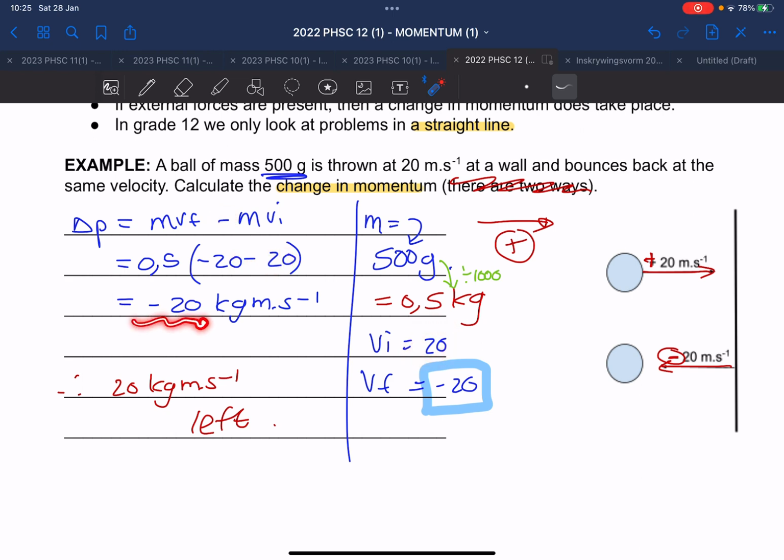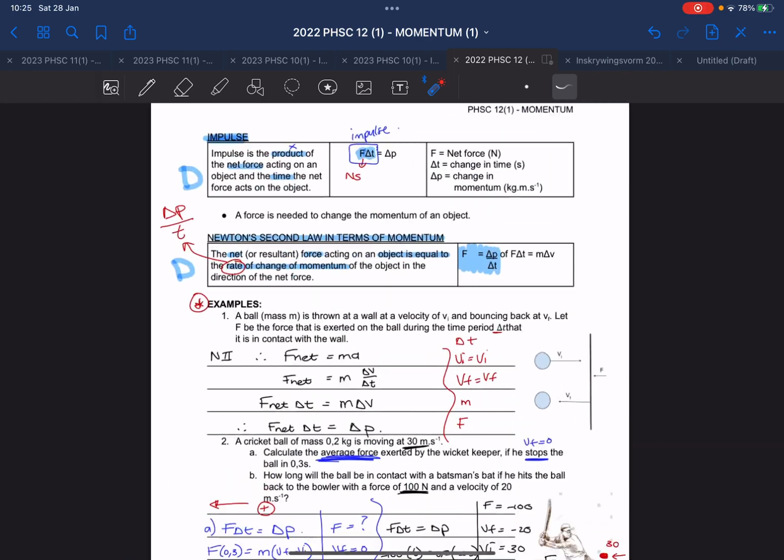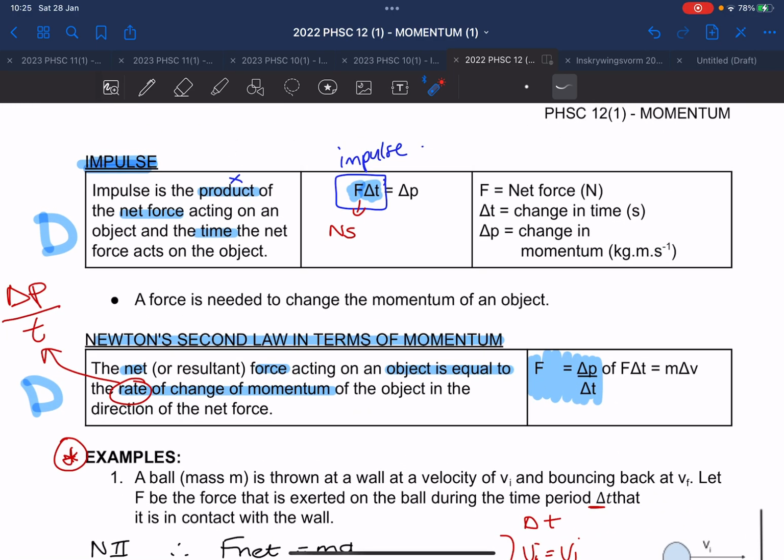Are you allowed to leave your answer in the negative? No, no, no. So you write 20 kilogram meters per second. And because we chose to the right to be positive and our answer is left, it means it's to the left. Okay. Right, then the next one is impulse.